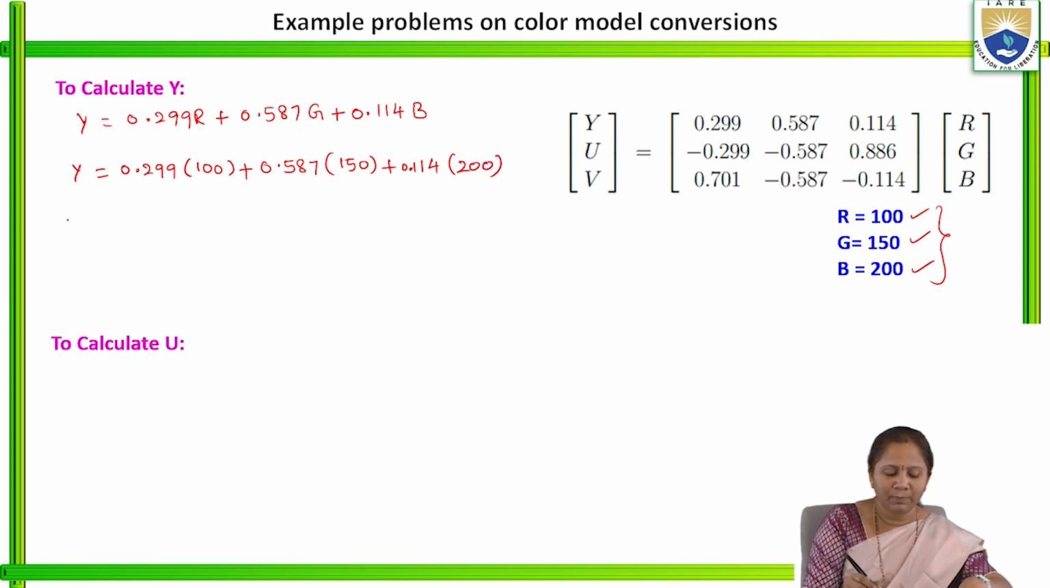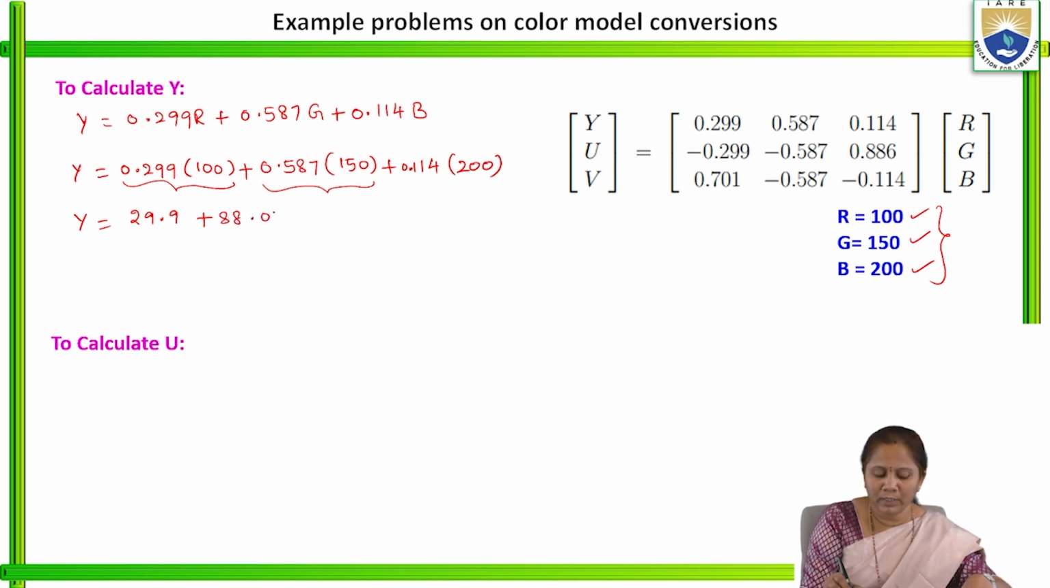Now we have to simplify this. If we multiply these terms, we get 29.9 plus 88.05 plus 22.8. After summing, we get the value of Y as 140.75. So this is the value of Y in YUV.